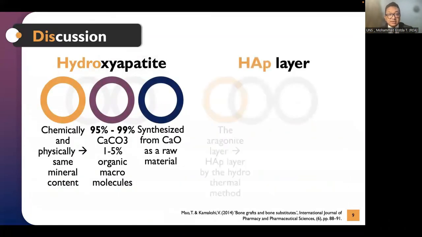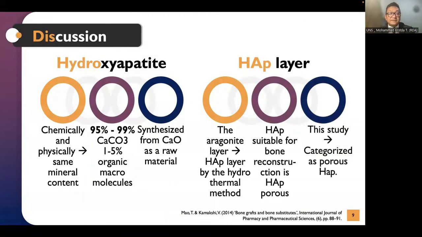This is hydroxyapatite itself, chemically and physically the same as bone mineral content, 95% to 99% inorganic, 1 to 5% organic macromolecules, and synthesized from calcium oxide as a raw material. For the hydroxyapatite layer, there is a nacre layer, the aragonite layer, and then a hedge for bone, and this study is categorized as a porous hydroxyapatite.